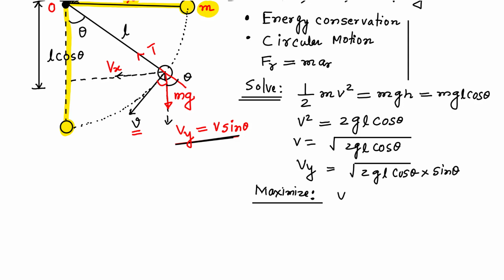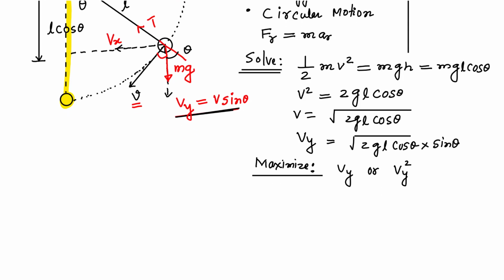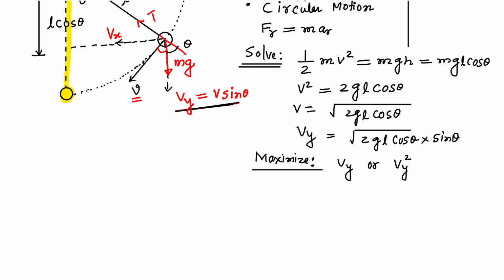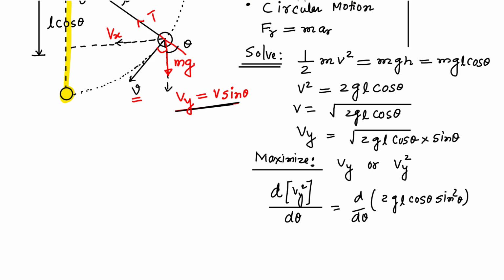So either you maximize V or you maximize V squared. Both are the same thing, because I am maximizing V squared just to eliminate the square root. So what I will do is d(V squared) by d theta, and V squared is a function of theta. This will be d by d theta of 2gL cos theta sin squared theta.